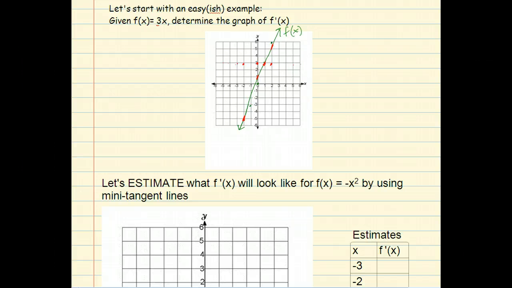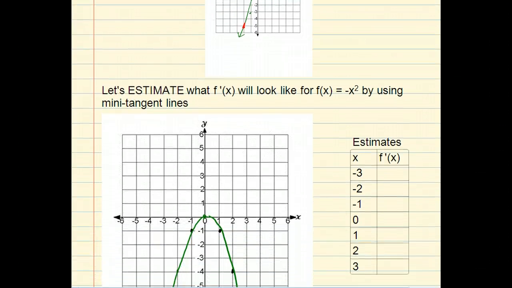So do you guys agree that no matter what x value I'm looking at, the slope of that line will always be 3? So if I plot those points, I wind up with the graph of my derivative. So f prime of x is just the line where y is always equal to 3. Or f prime of x is always equal to 3.